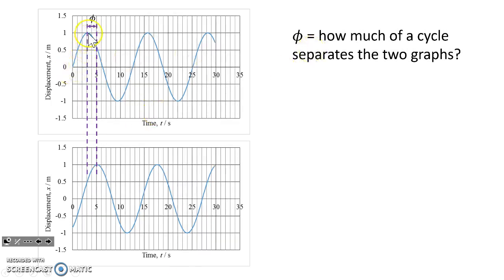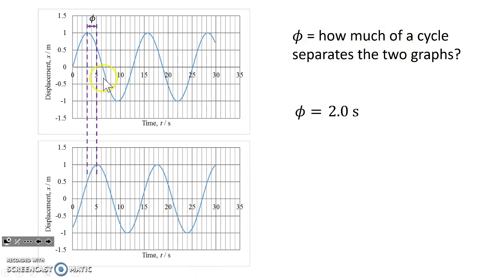First, let's answer the question, how much time separates these two? Okay, well, the first spring reaches max displacement at 3 seconds, and the second spring doesn't get to that same position until 5 seconds have passed. So, how much time separates them? How much time are they off by? 5 minus 3 is 2 seconds. That's not quite the phase difference, though.